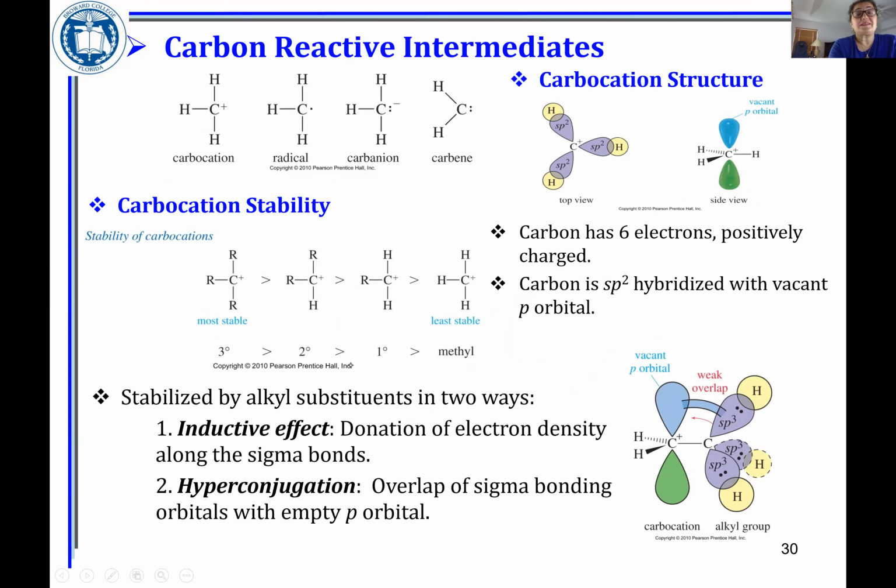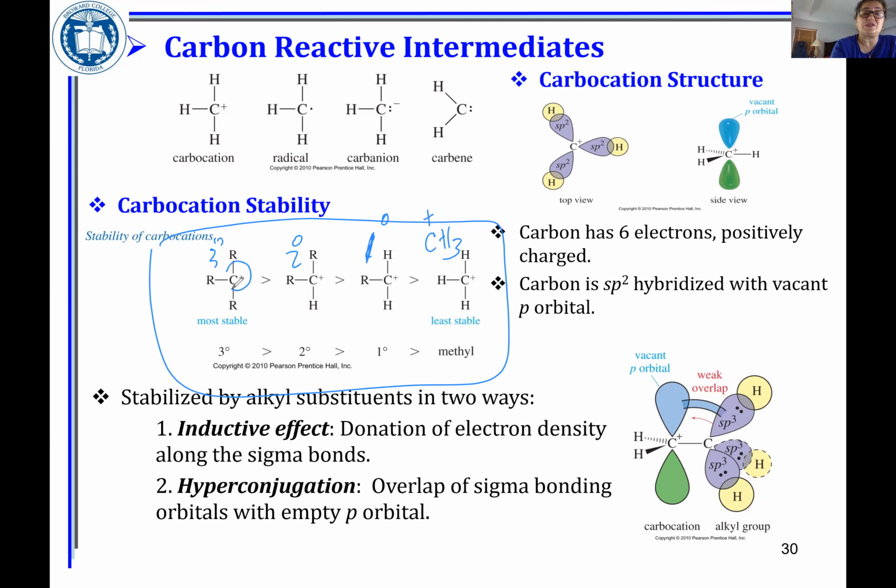So we talked about the stability of the free radical. Free radical tertiary is more stable than secondary, more stable than primary, more stable than methyl. Same thing for carbocation. For carbocation, tertiary is more stable than secondary, more stable than primary, and more stable than methyl. Okay, methyl carbocation. How do you justify it?